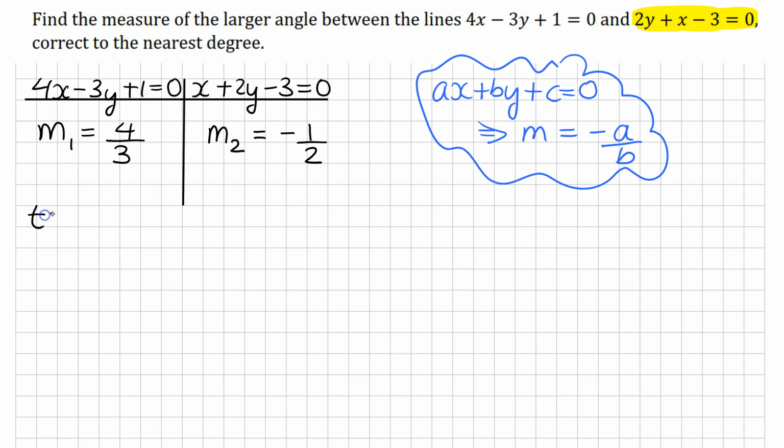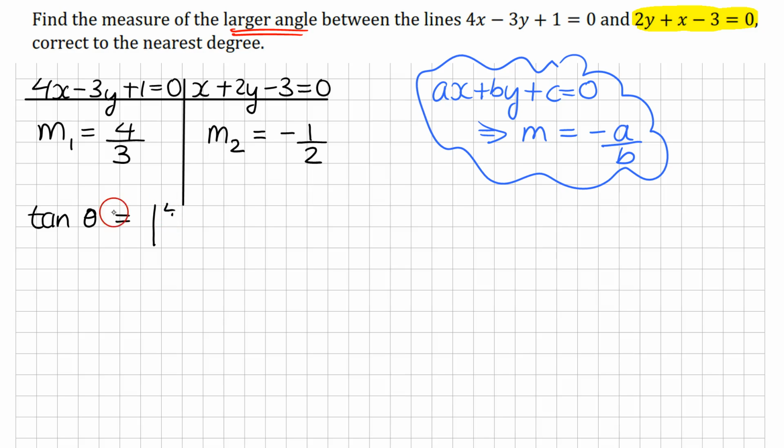Okay, so then the tan of my angle is equal to, now again I'm going to use my absolute value, even though I can see in my question I need the larger angle. It's just a lot easier to work with the positive angle, and then we'll subtract it from 180, because the two angles at all times must equal 180.